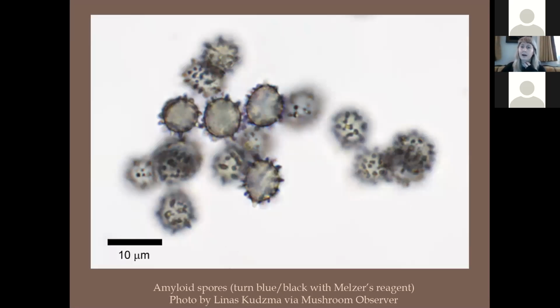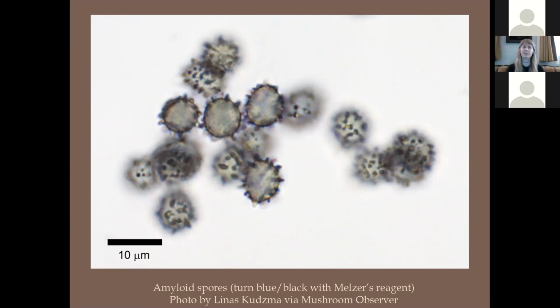And here's an example of an amyloid reaction. An amyloid reaction is with the application of Melzer's reagent. So you would mount your specimen in this chemical called Melzer's reagent, and it can either turn features a bluish black color, or it can turn them an orangey reddish color. And the orangey reddish color is called a dextrinoid reaction. Or it can have no reaction and they just stay clear or whatever color they were before. But color changes with the application of Melzer's reagent are significant.